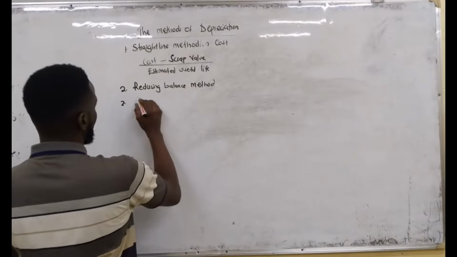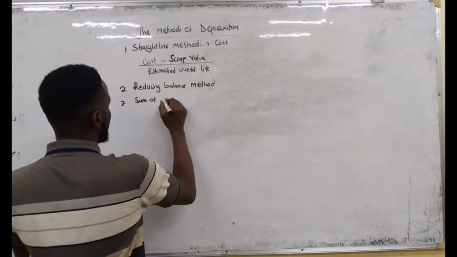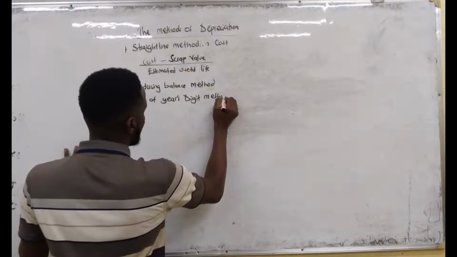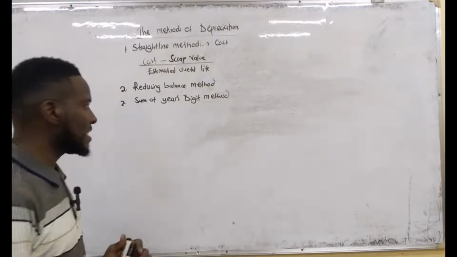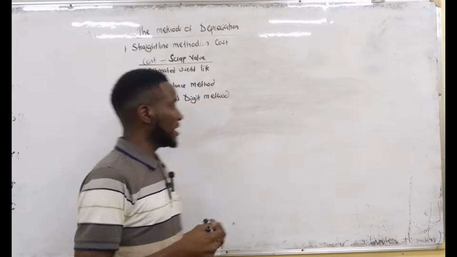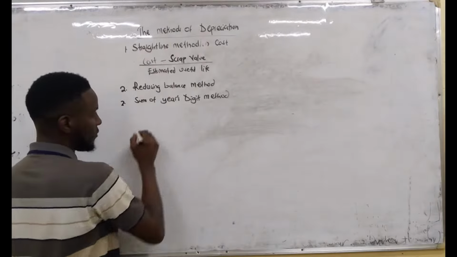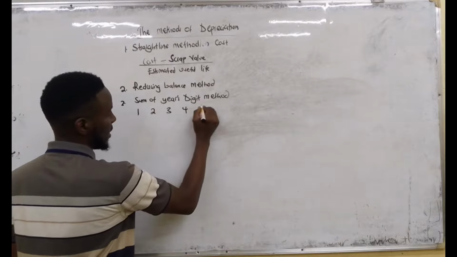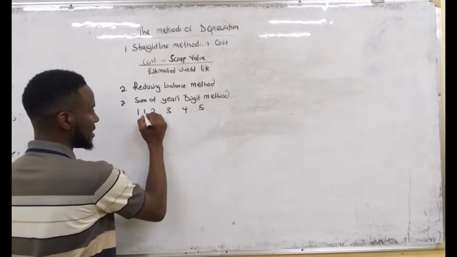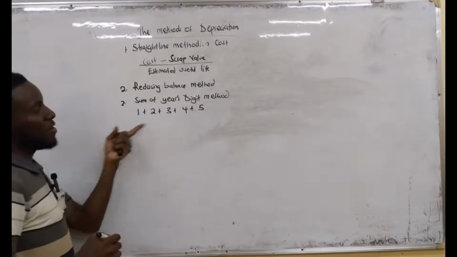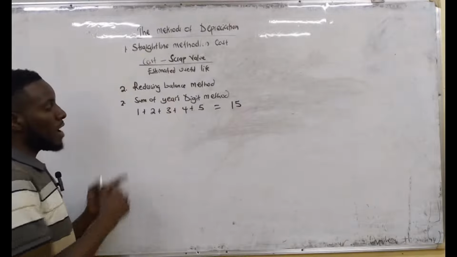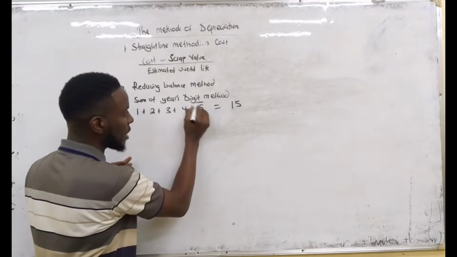Then three, we have what they call the sum of years digit method. Just like the way the statement says, sum of years digit method, it means if an asset has a useful life of 5 years, like this, what you're going to do is get the sum of all these years. The total sum of all these years is actually 15.